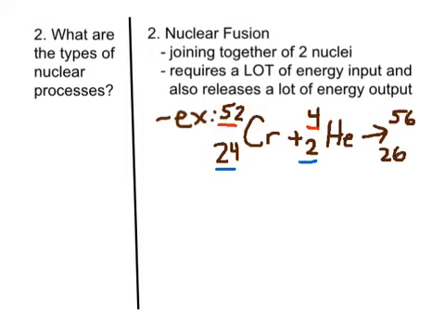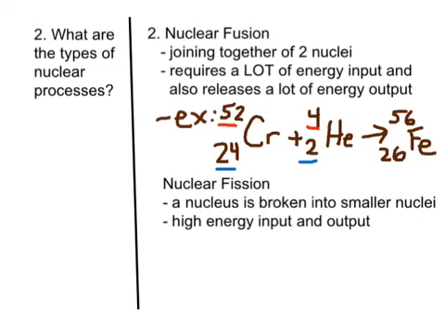So when we look at our periodic table for number 26, we can see that it's going to be iron, Fe. So one way to make iron atoms is to fuse a chromium atom and a helium atom together to make an iron atom. All right, so that's an example of nuclear fusion.